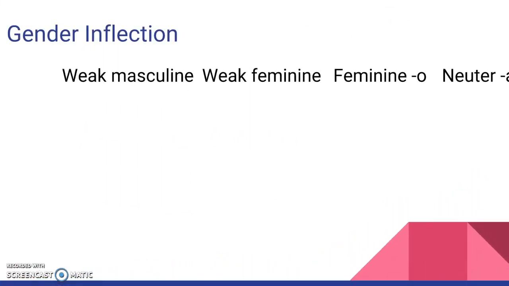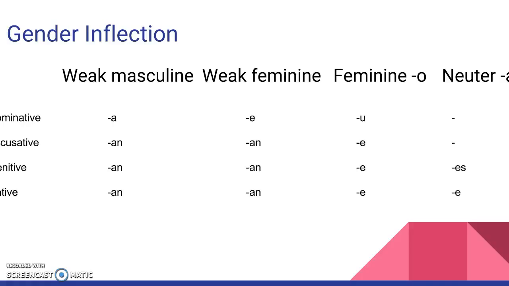The different types of gender are neuter A, feminine O, weak masculine N, and weak feminine N. All these genders have different endings. Neuter A endings have just the stem for nominative and accusative, and then ES and E. Here, the Old English word for tongue has the weak feminine endings.